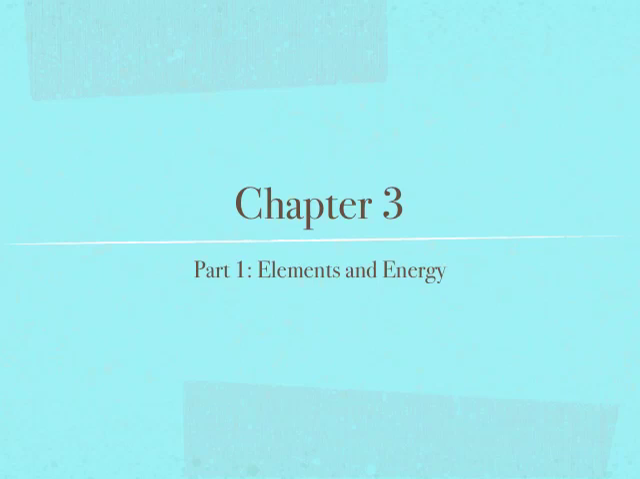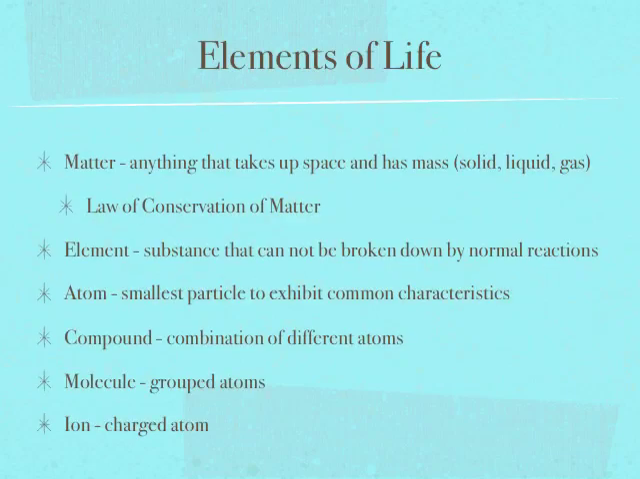In Chapter 3, Part 1, we will discuss the elements and energy. This is the basics of chemistry and physics for environmental science. Matter is anything that takes up space and has mass. It comes in three different forms: solid, liquid, and gas.